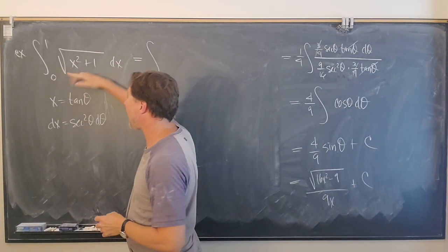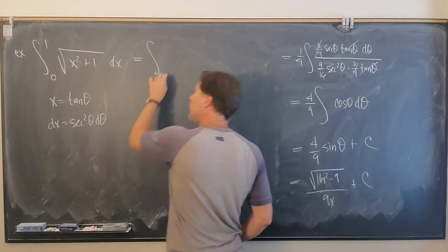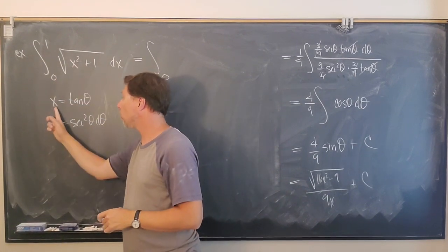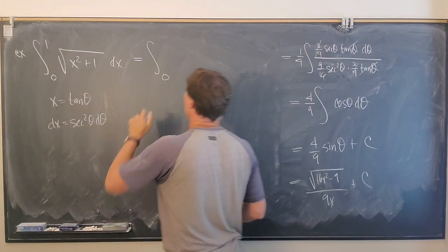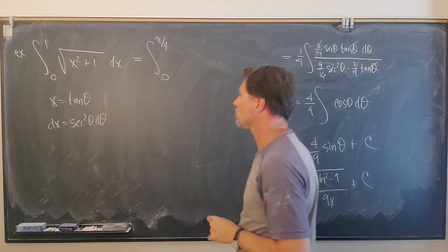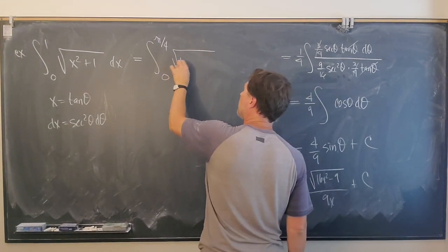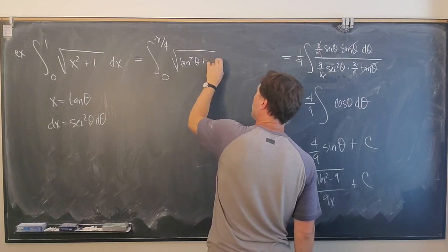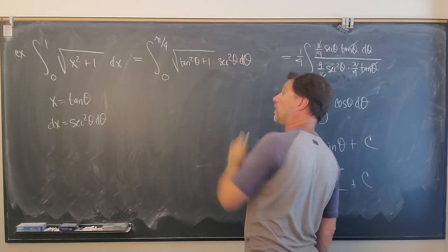And now notice, these are x limits. When x equals 0, we have tangent theta equals 0, which means that theta equals 0. When x equals 1, put the 1 in place of x, we have tangent theta equals 1. That means that theta equals pi over 4. And then under the square root, we'll have tangent squared theta plus 1. We'll have here secant squared theta d theta in place of the dx.